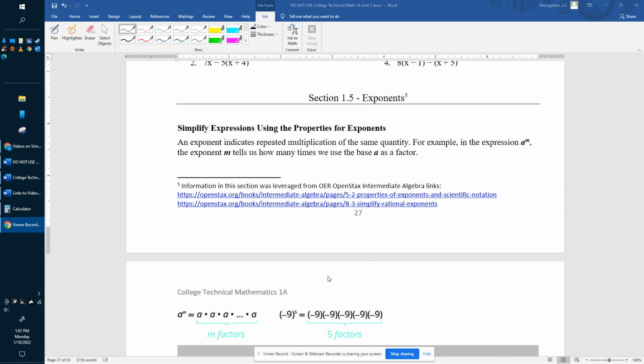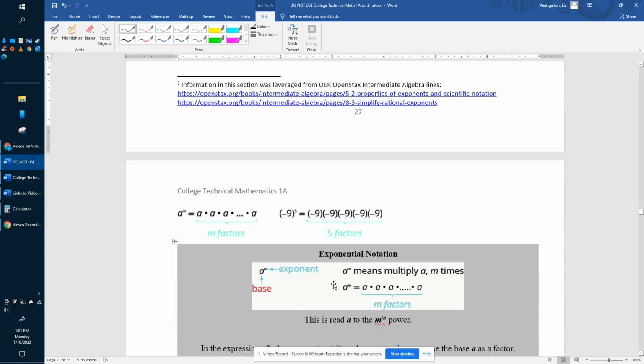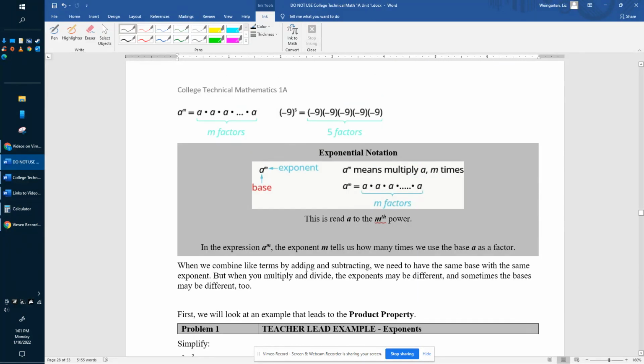So if we look at the example here, negative 9 to the fifth. Negative 9 is our base. Notice that the negative is included in the base here because it is in parentheses. So that's like saying negative 1 times 9 in parentheses; order of operations says that has to happen first. Taking that and multiplying it 5 times.